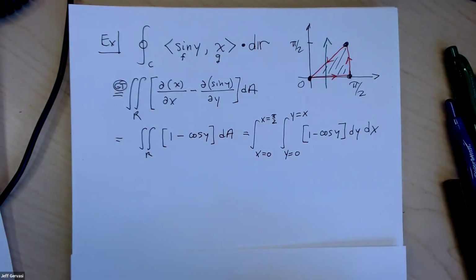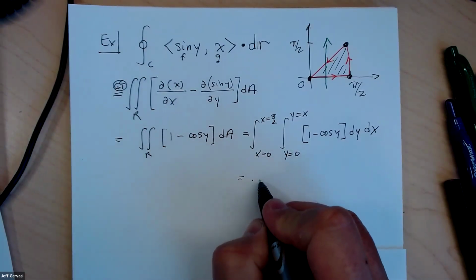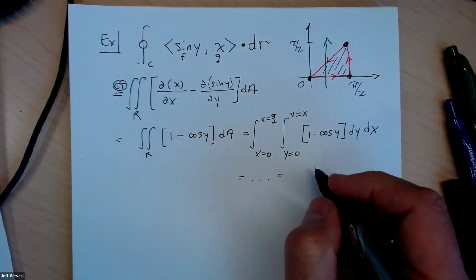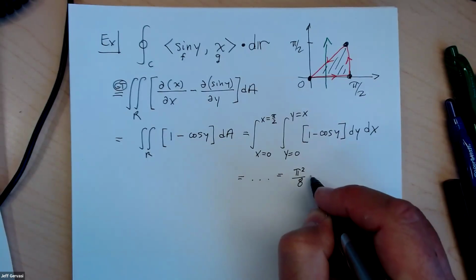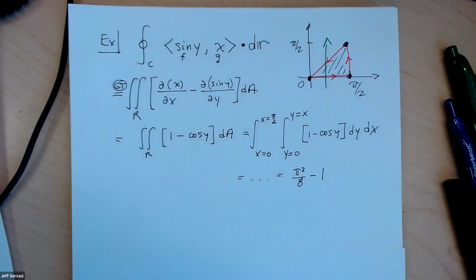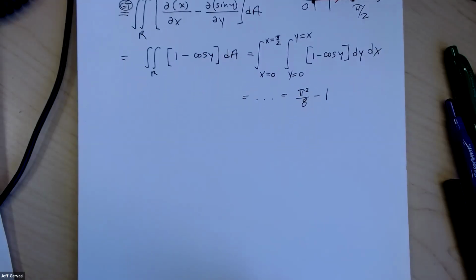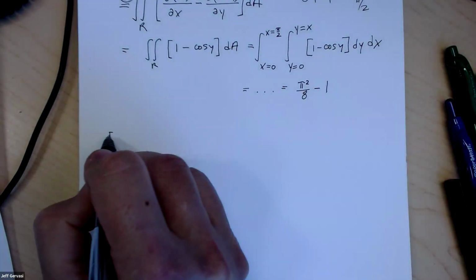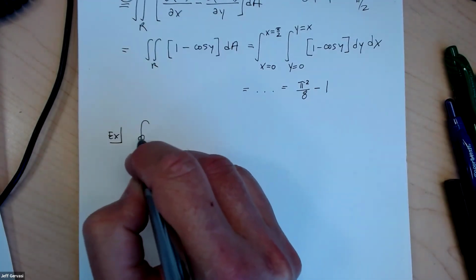Okay. And after that, it's just straightforward integration. I'll leave those details to you to fill in. And I'll just tell you that the result should be pi squared over 8, looks like minus 1. Okay. Now you verify that. Don't take my word for it. You verify that. Okay. All right. Our next example, we want to evaluate the line integral.